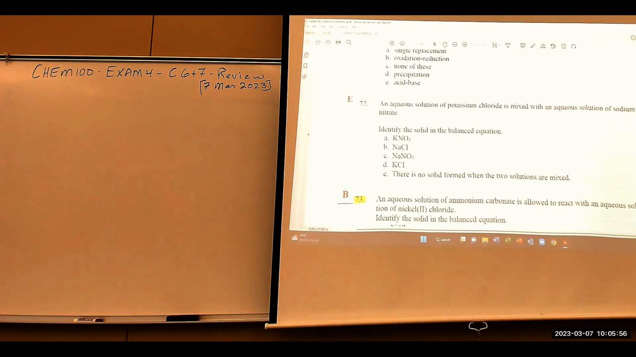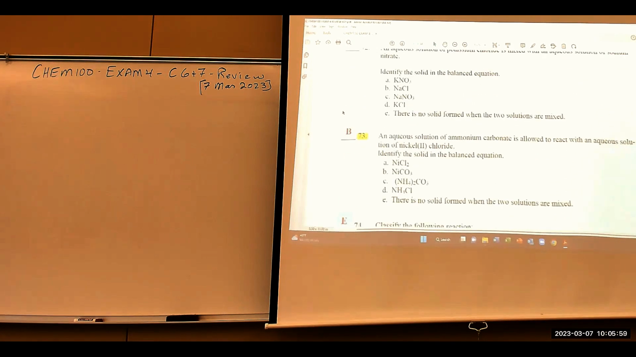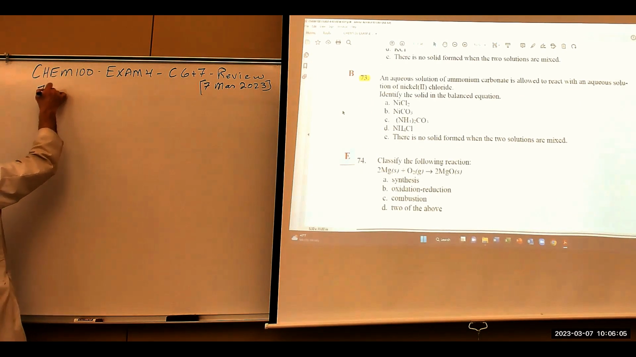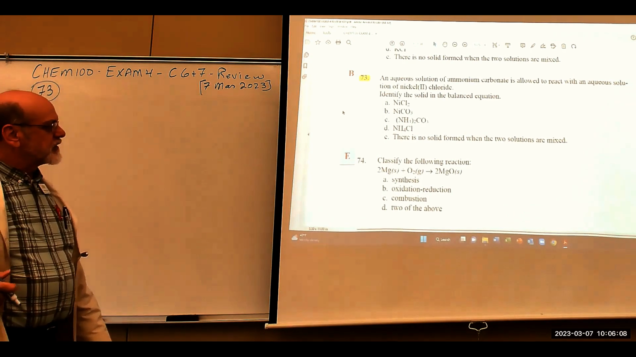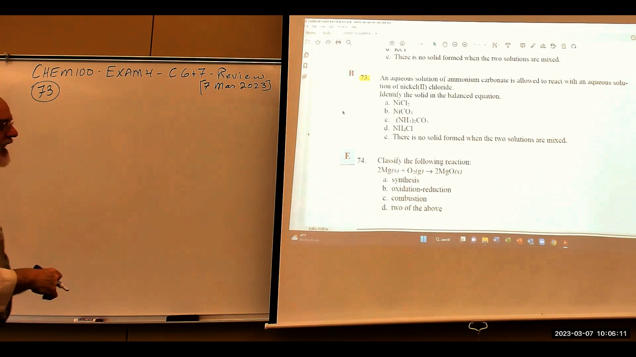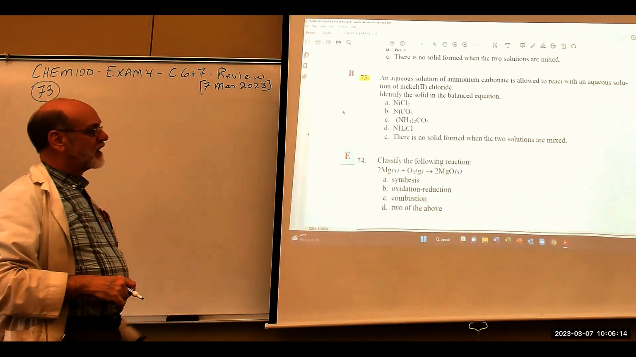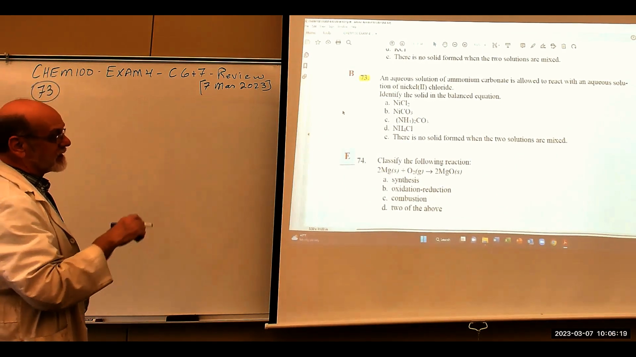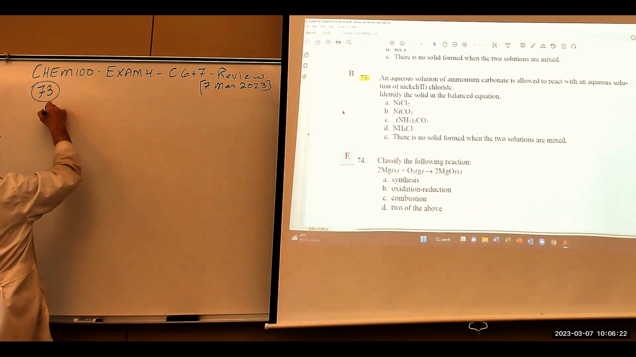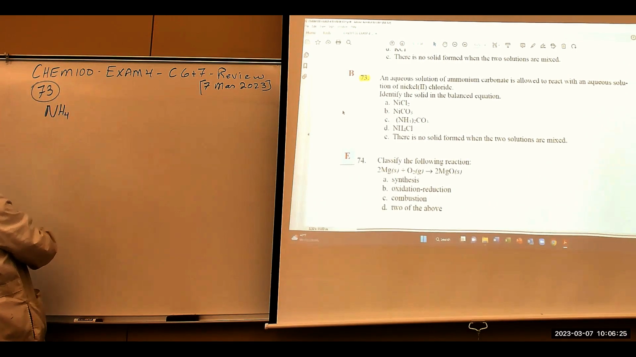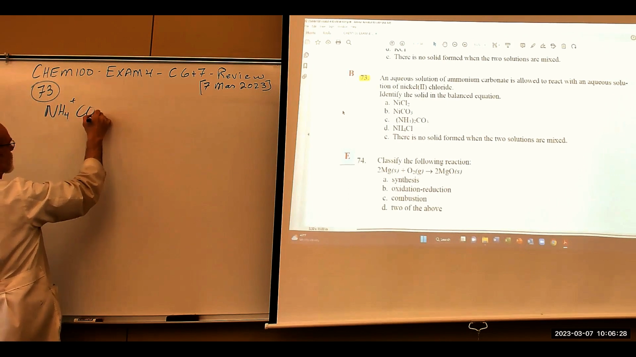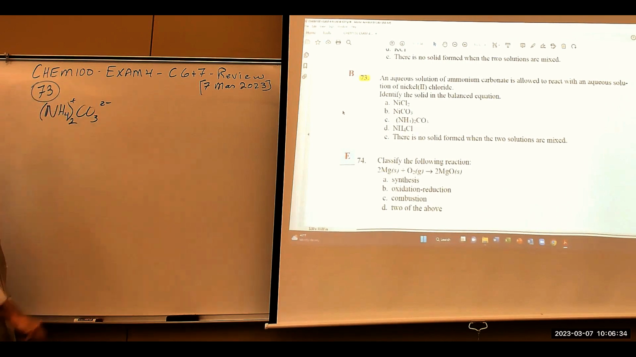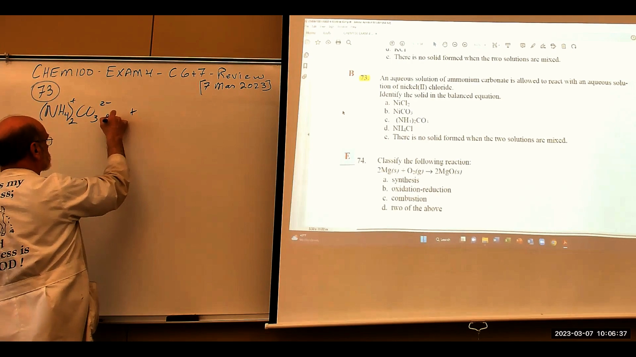73. Can we scroll out so we can get the whole thing? An aqueous solution of ammonium carbonate is allowed to react with an aqueous solution of nickel 2 chloride. What's the solid in this balanced equation? Okay. So we have to write ammonium carbonate. Ammonium is that with a +1 charge, and carbonate is that with a 2- charge. So that means we need 2 of these. And that's aqueous solution.